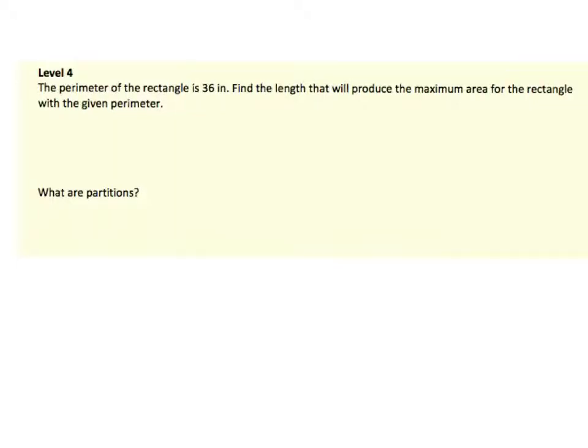Okay, level 4. The perimeter of a rectangle is 36 inches. Find the length that will produce the maximum area for the rectangle given the perimeter. So here we're going to draw a rectangle, and I'm going to label the width and the length.